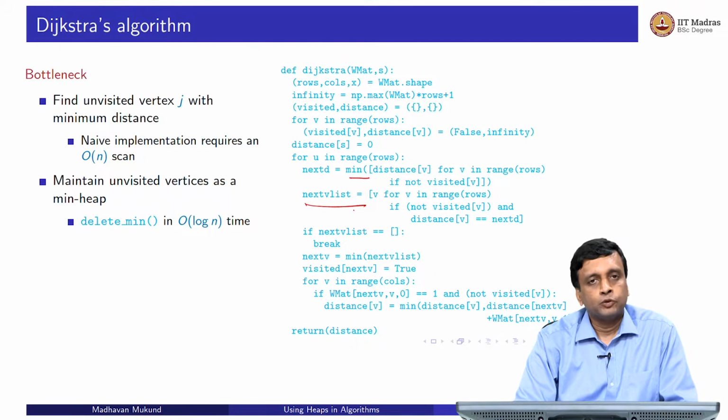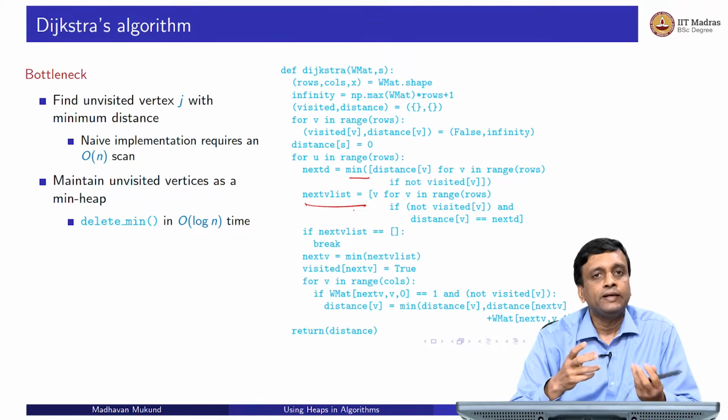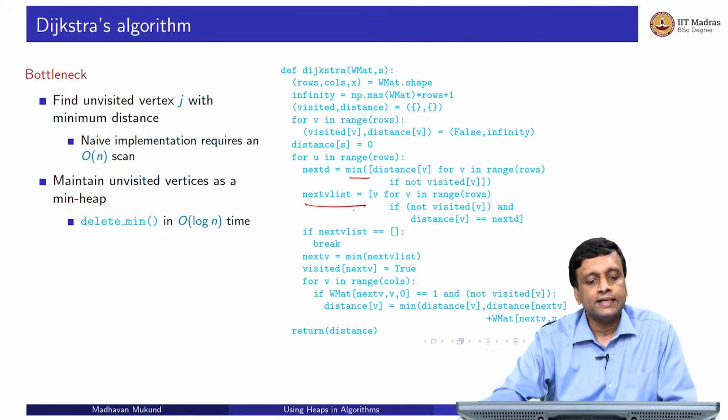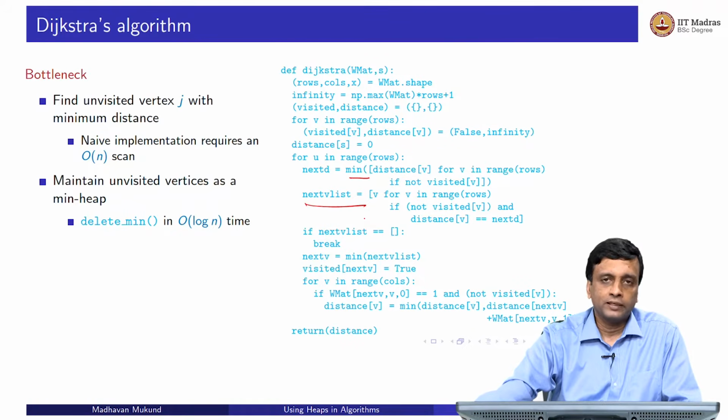Well, we should be able to keep a min heap. So we keep the distances in a min heap. Now why do we need a min heap? Because we need to delete the minimum, not the maximum. So you take a min heap, remove the smallest vertex, and what we have just seen is that this delete min should always work in logarithmic time.